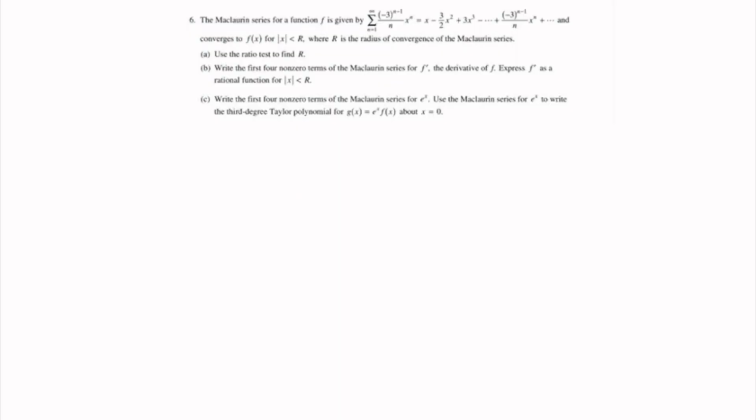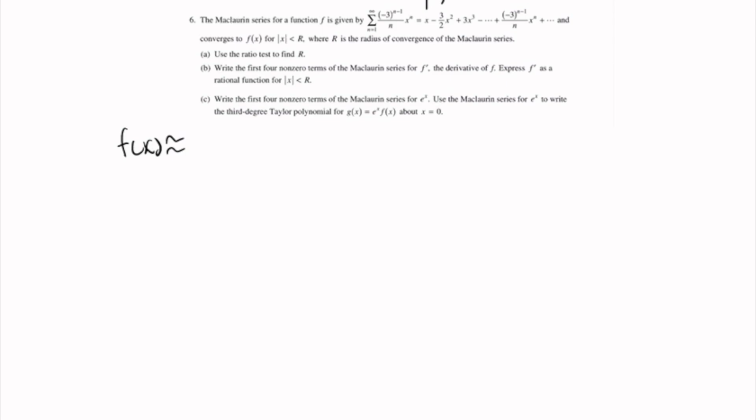Part B asks us to write the first 4 non-zero terms of the Maclaurin series for f prime, the derivative of f. The first step to solving this is to find the first 4 non-zero terms of f. So we'll write them out here. It is important that we use an approximation symbol instead of an equal sign because this is an approximation. We're not writing out the whole series, only 4 terms.